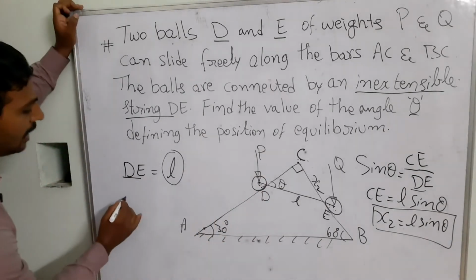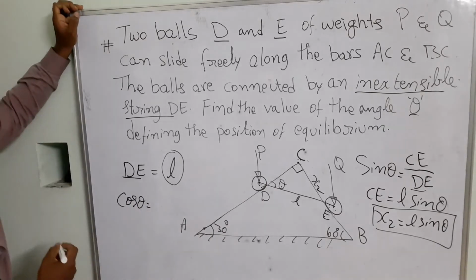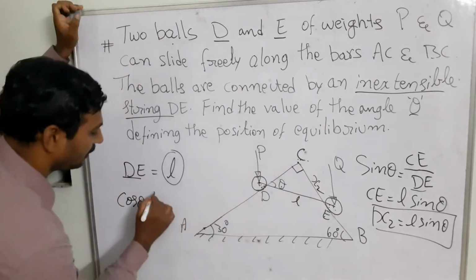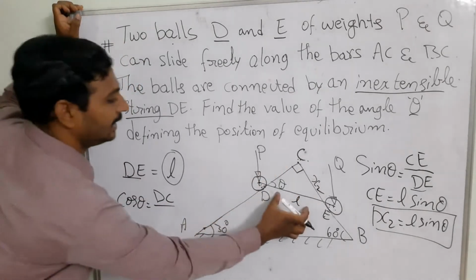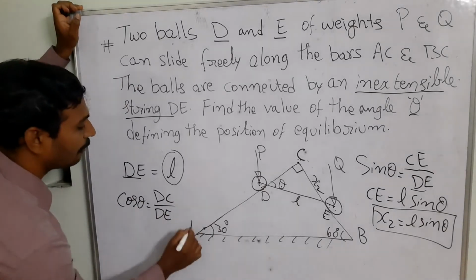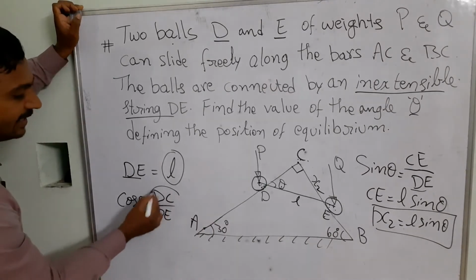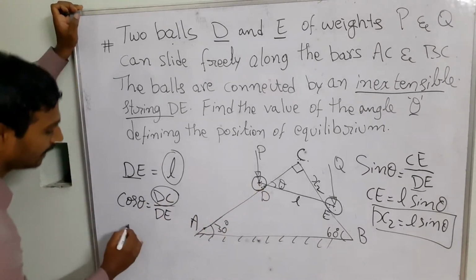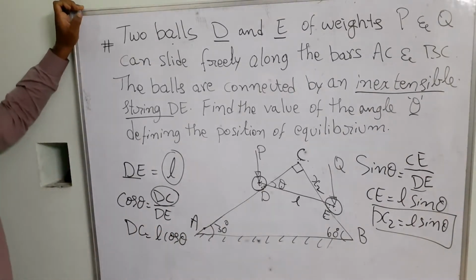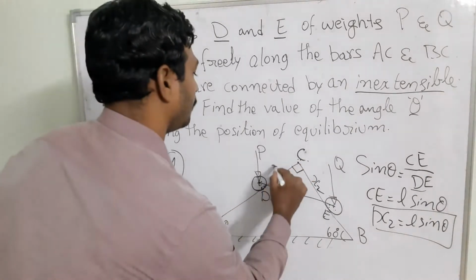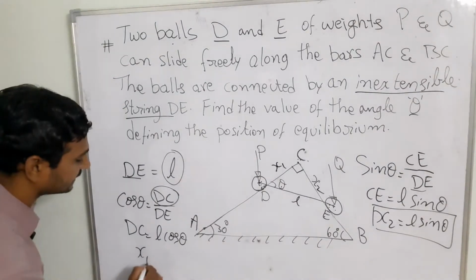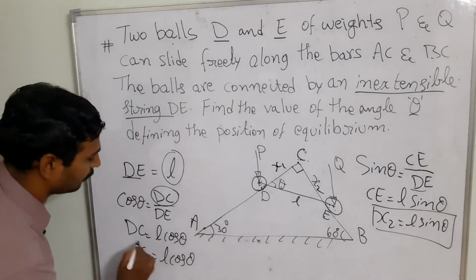So how do we take cos theta? What is cos theta in this triangle DEC? DC is the adjacent side and DE is the hypotenuse. Further simplifying this equation, DC is equal to L cos theta. For this case I consider DC as x1. So x1 is equal to L cos theta.